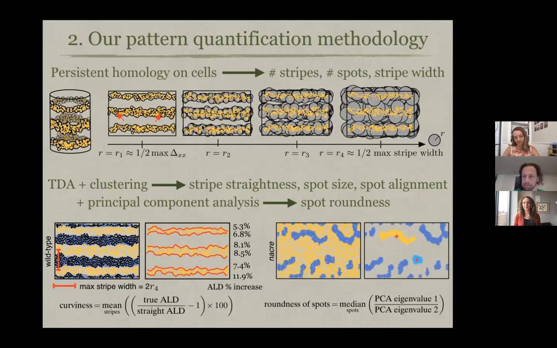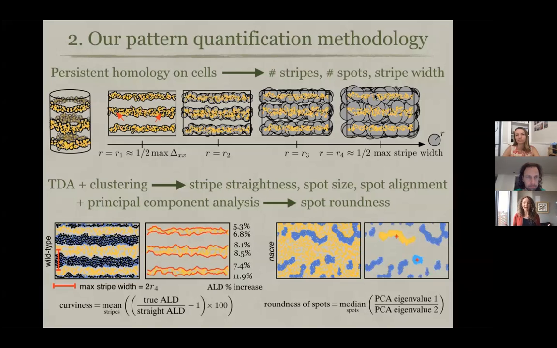And then the next thing we want to get our hands on in an automated way is stripe width. And you can notice that as you increase these ball sizes, where 2 of them connect, you can get an estimate on the stripe width based on twice that ball radius, right? So we see that when our loops start to die and merge, that's an estimate for our maximum stripe width.